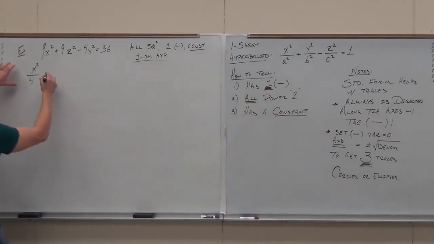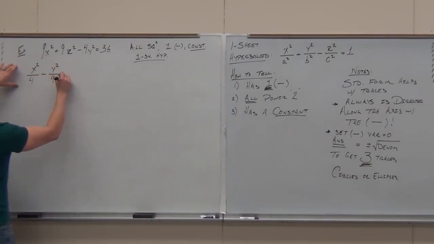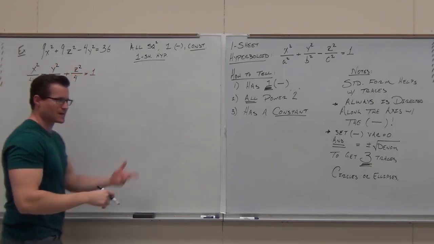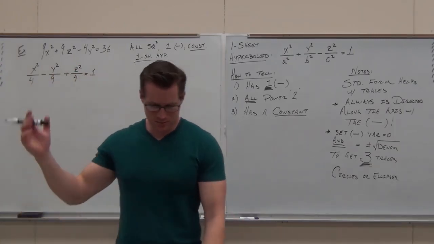So what's the next thing again? Minus y squared over 9. And? Plus z squared over 4. Equals 4. Beautiful. That's exactly right. That's the first step. You're halfway there, practically.